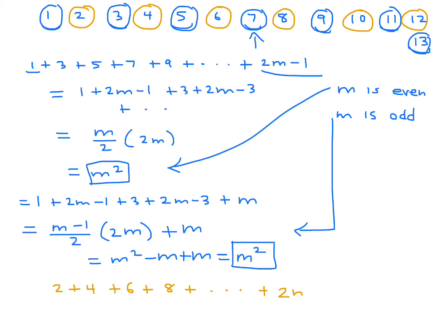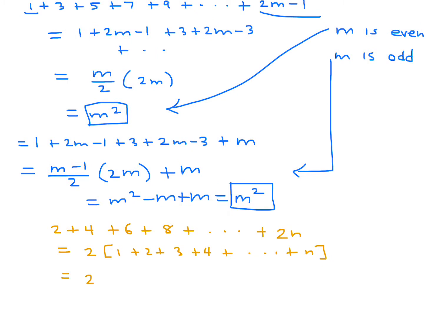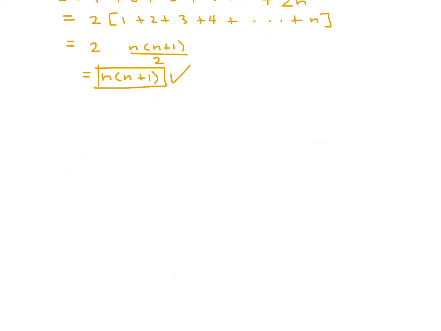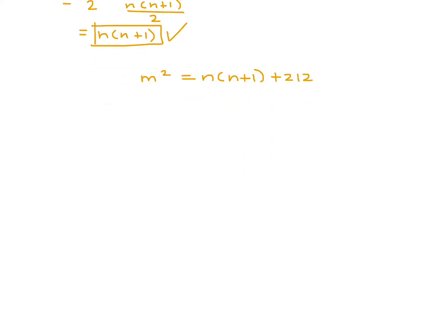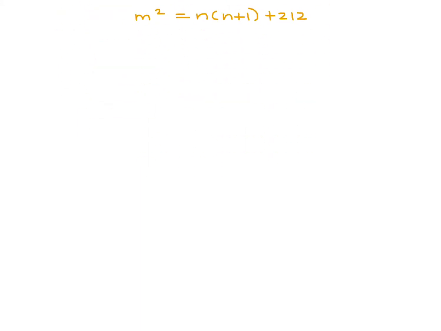And therefore, if you factor out a 2, this is just going to be 1 plus 2 plus 3 plus 4, all the way up until n. And then, as I'm sure you know, that can be added with that famous formula, n times n plus 1 over 2. And then that just becomes n times n plus 1. So our job is now to compare this to this. And the question has told me in a very elegant way that m squared is equal to n times n plus 1 plus 212. So that is what this question basically boils down to.